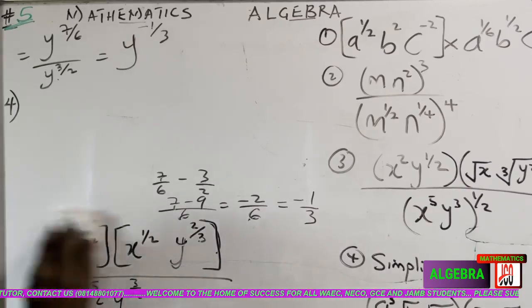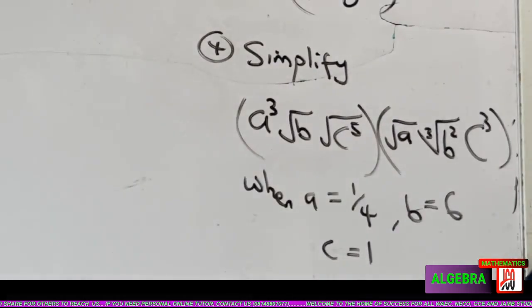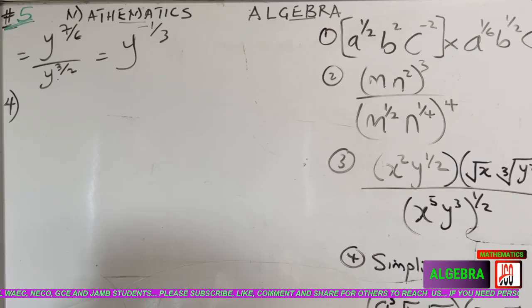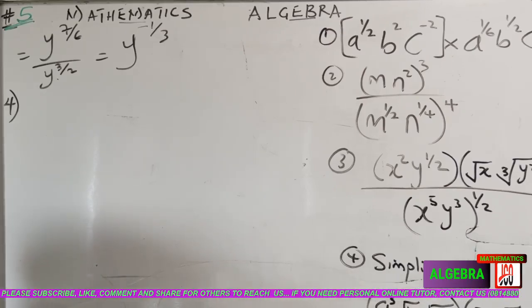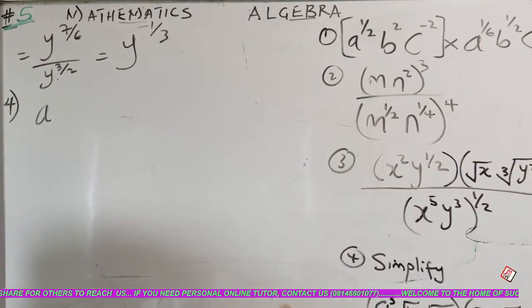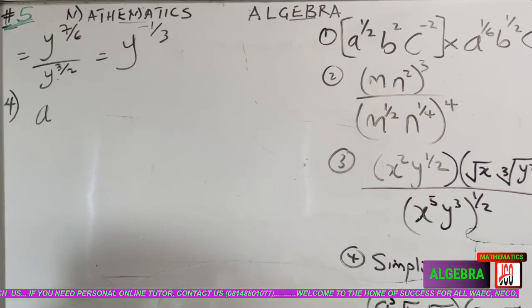Going on further to question number 4. Question number 4 says a raised to power 3, then square root of b, then square root of c raised to power 5. So I'm going to try to rearrange them. You can either decide to solve this first. When you finish solving it, then you now put your values of a, b, and c. I think that's what I would do. Or you put the values at once. When you finish solving it, you now multiply the two brackets.